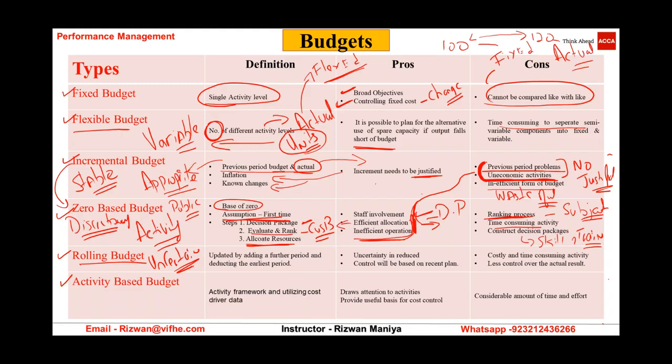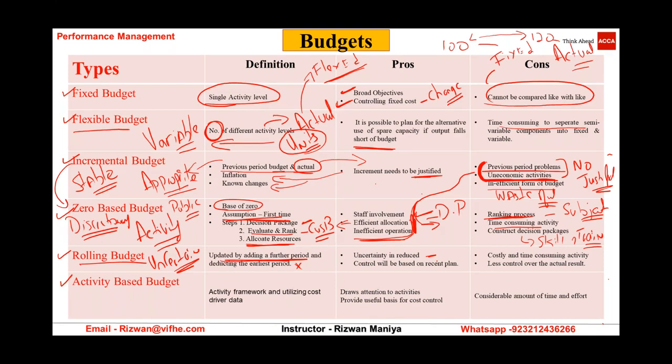When things are changing so fast, you cannot rely on fixed budgets, because your budget will become easily out of date. So rolling budget is for uncertain situations where we update the budget by adding a further period and deducting the earliest period. We'll see this once we move towards the past paper question, how a rolling budget updates the budget. What it does is it reduces uncertainty. You cannot eliminate uncertainty, but it does reduce uncertainty to a greater extent by adding budget periods ahead once the previous one expires.